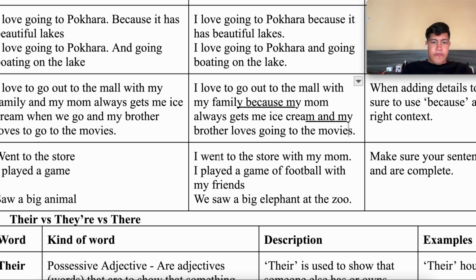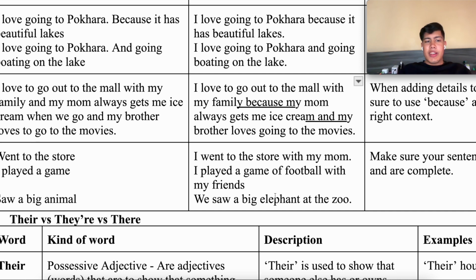"I played a game." That's it. That's not a sentence. It doesn't have a level of detail or some action going on. "I played a game of football with my friends." So this includes a little bit more detail. What did you play? I played a game of football with my friends. So that's connected.